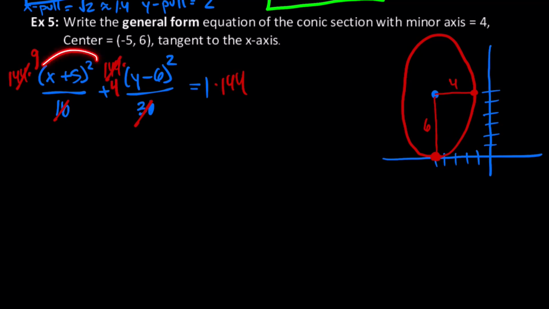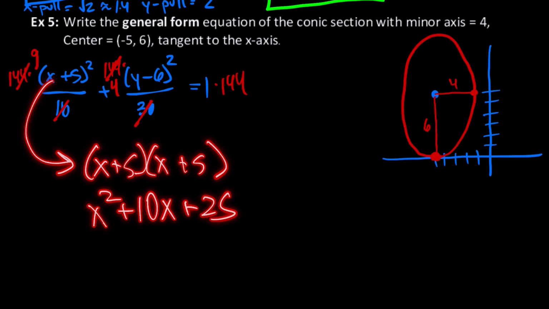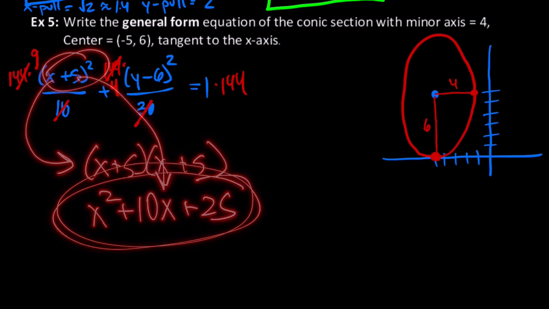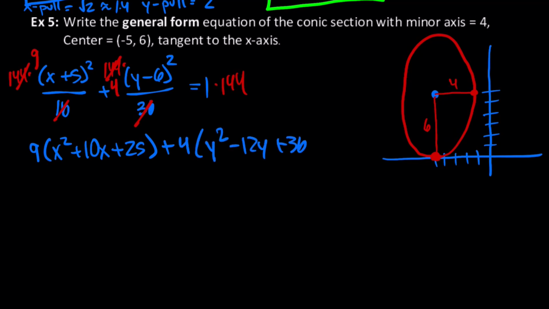Now what I'm going to do is multiply this stuff out. I'm not going to take a lot of time to write all this, but you need to understand that x plus 5 squared is x plus 5 times x plus 5. And at this point, you really should be able to do this stuff in your head. So if I multiply those out, this here is going to give me x squared plus 10x plus 25. So I'll start by writing that. 9 times x squared plus 10x plus 25 plus 4 times y squared minus 12y plus 36 equals 144.